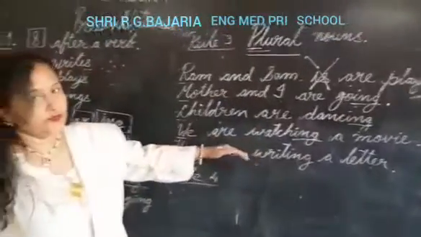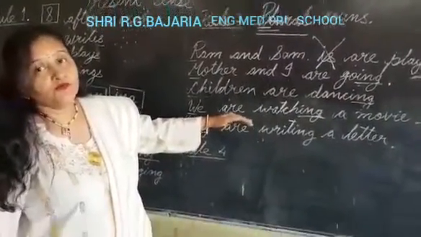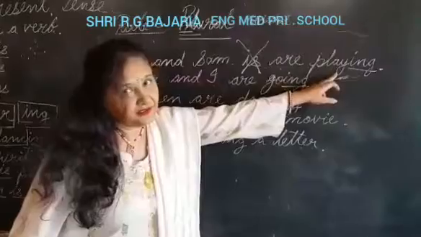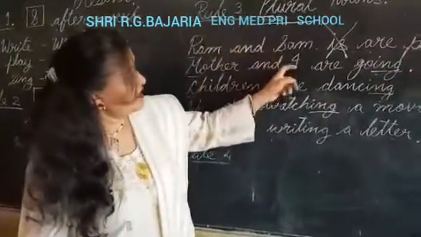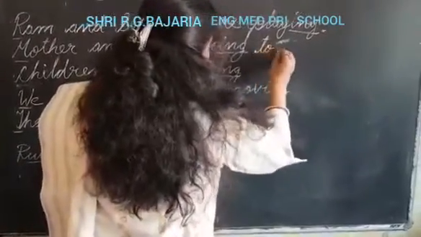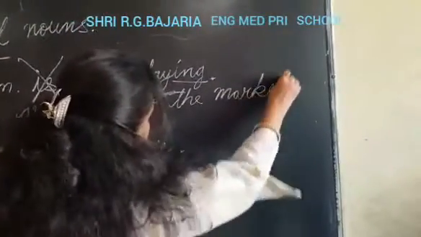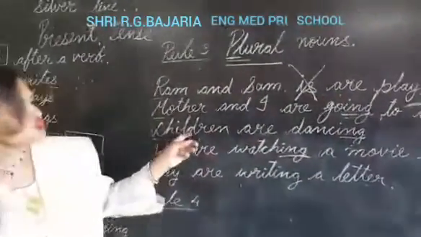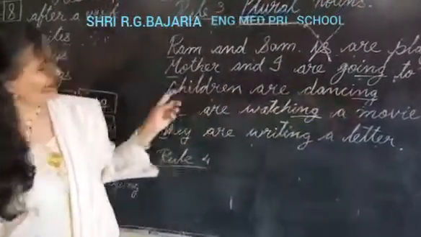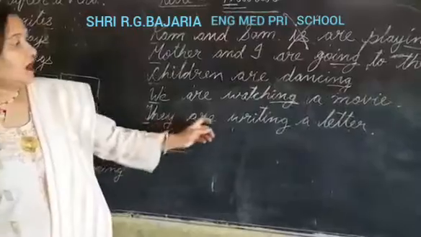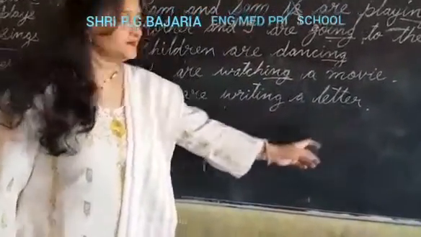Now, let us go through this plural noun and the verb form of present tense. Alright. Ram and Sam are playing. Mother and I are going to the market. Children are dancing. We are watching a movie. They are writing a letter.